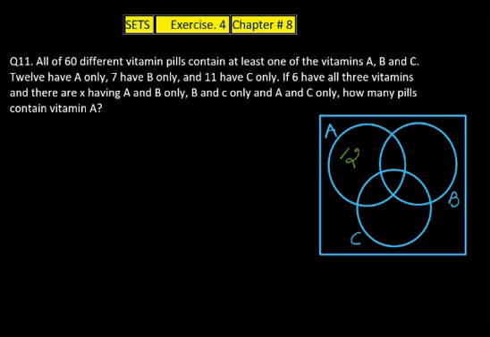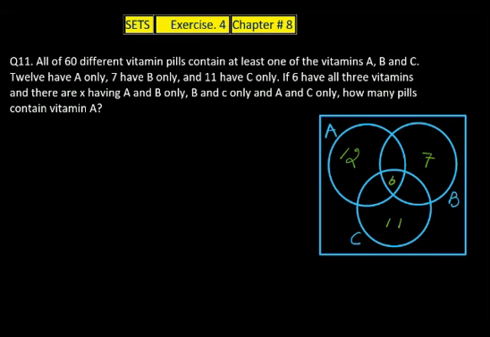A only means this is the portion of A only, so it has the value 12, right? Then it says 7 have B only. It means B only is this portion, 7. Then it says 11 have C only. So this is the portion of 11, C only. Then it says 6 have all 3 vitamins, it means that this is the intersection. Look, this portion is the intersection of A, B, C. It means the value of this portion is 6.